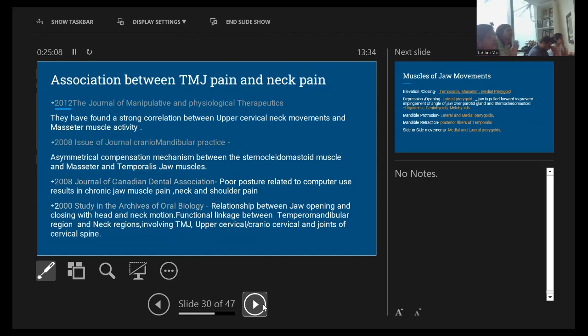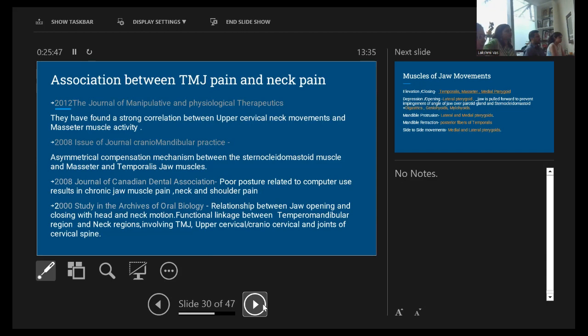There is an association between TM joint pain and neck pain. These are the papers where they have mentioned that they have found a strong correlation between upper cervical neck movements and masseter muscle activity. There is an asymmetrical compensation mechanism between the sternocleidomastoid and the masseter and temporalis jaw muscles. Poor posture is very important. Poor posture related to computer use can also result in jaw muscle pain, neck pain, and even shoulder pain. So it is all interrelated. Even leg length discrepancy, it seems they have mentioned in one paper, can lead to TM joint disorder.